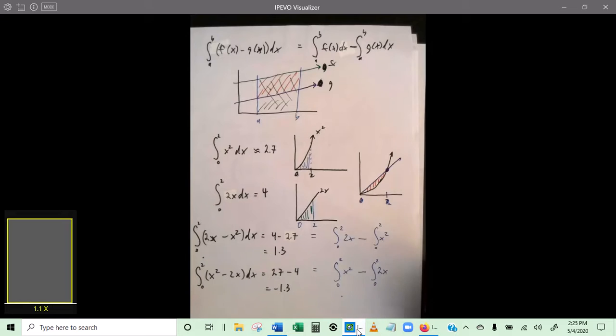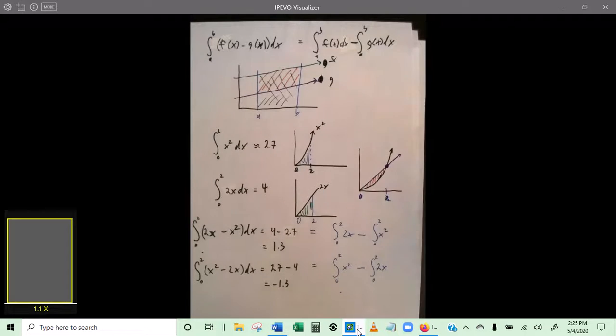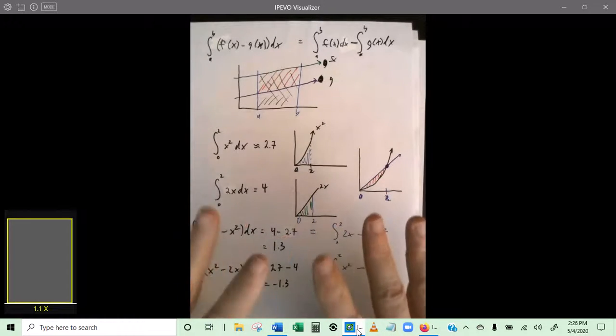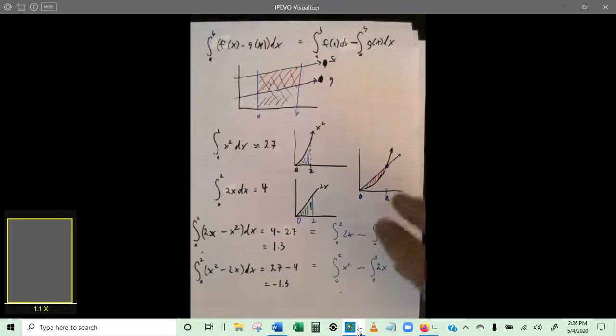So I'm going to save this example for later. I'm going to sign off right now. I've been talking for a while here, but I want to do some examples on the next video. I want to do some examples using the properties that'll be like your homework. All right, that is all for now.